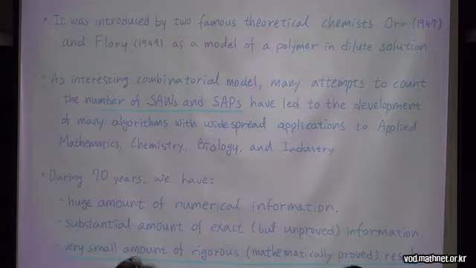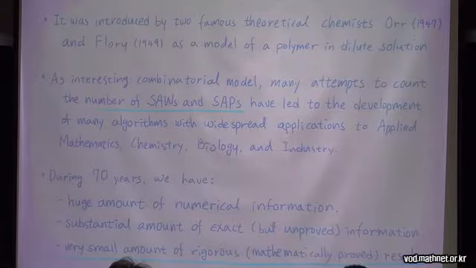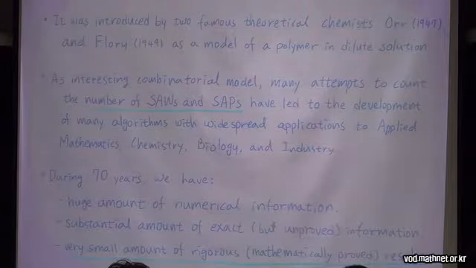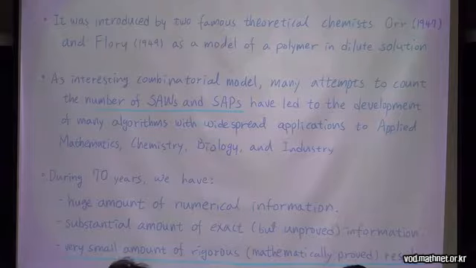Actually, over 70 years, we have a huge amount of numerical information and a substantial amount of exact information. Exact means they are believed to be right but not proved yet. For the mathematically proved results, only very small results are proved.